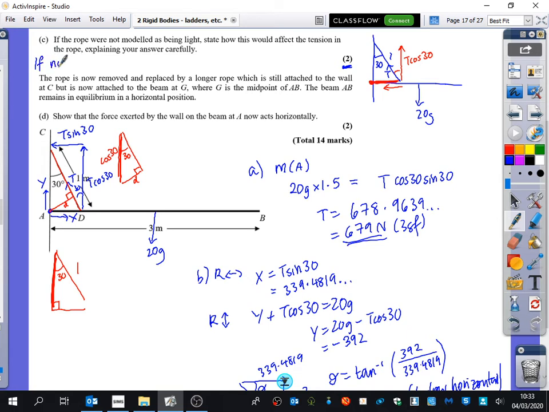if not light, the tension would not be equal throughout, and would be greater at the top. I'm going to have to go down here.